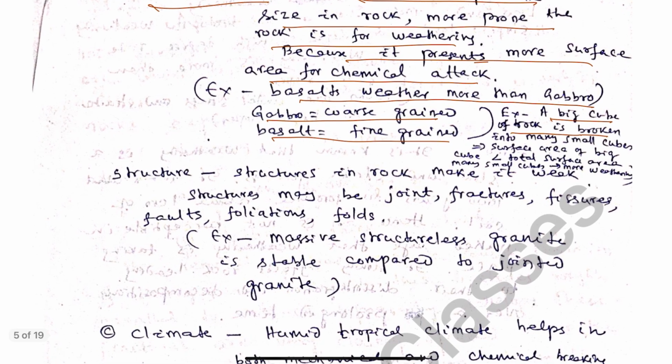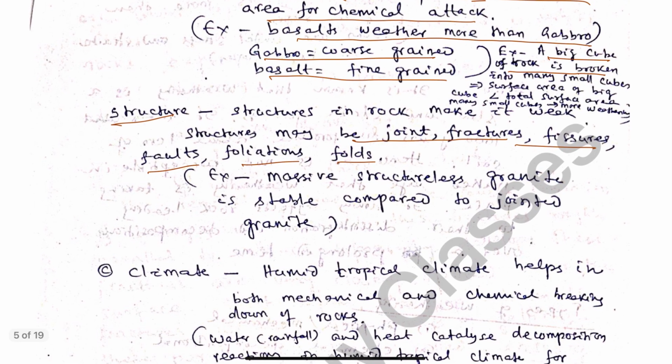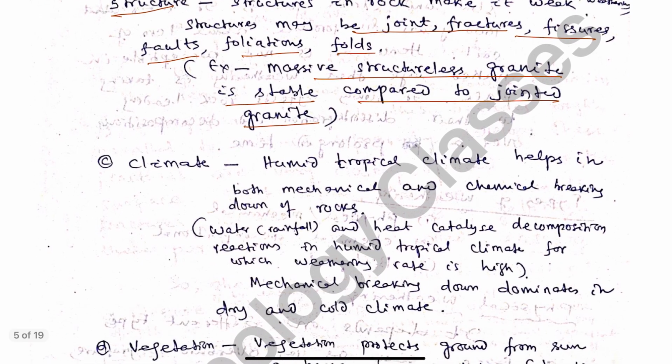Besides this, the rock structure. Structures in the rock indicate the presence of weak planes such as joints, fractures, fissures, faults, foliations, folds in the rock bodies, and these are the weak planes through which weathering can proceed very easily and breaking can be accelerated along these structurally weak zones. So massive structureless granite is more stable compared to granite which is highly jointed.